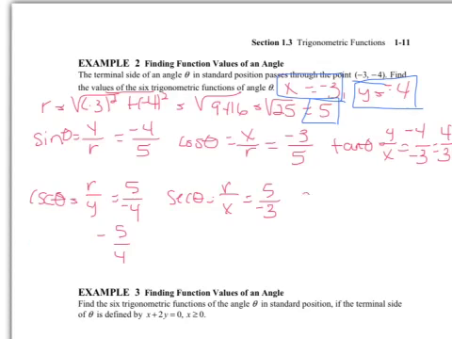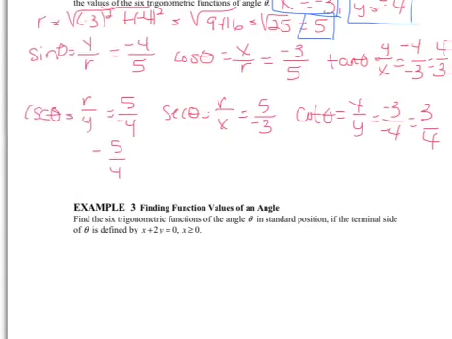Our last function is cotangent of theta. Cotangent of theta is x over y. We know our x value is negative 3. Our y value is negative 4. Negative divided by negative is positive. So our cotangent of theta value is actually a positive 3/4.